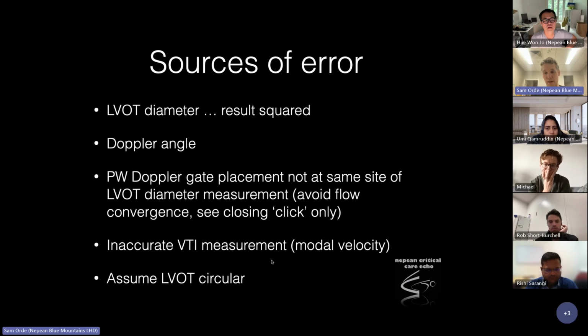So it's got some assumptions in there, and it's got some potential sources of error. The assumptions are that the LVOT is circular, and it's not always circular. The second assumption is that the machine, just like your partner, thinks you're perfect, which means that it thinks your Doppler angle is absolutely in line with where the blood flow is. You've got to put your gate at exactly the same place that you measured your LVOT diameter, and you've got to make accurate measures of both your LVOT diameter and your VTI. If you get your LVOT diameter wrong, remember you're going to be squaring that result. So if you get your LVOT diameter wrong, it's all over the shop.